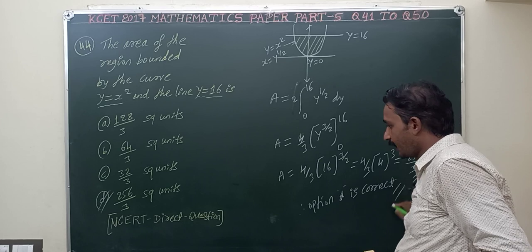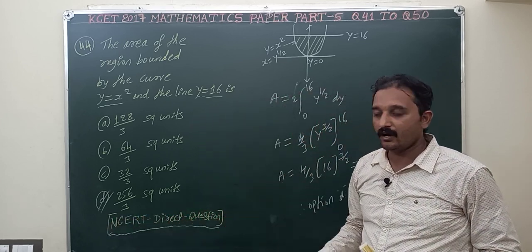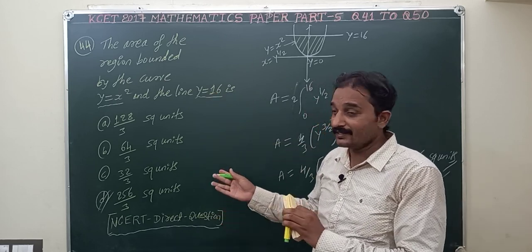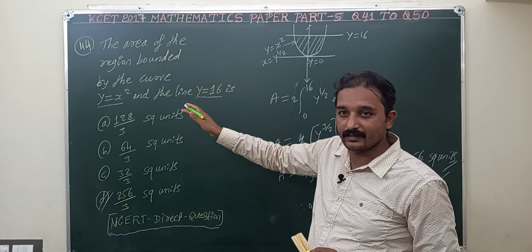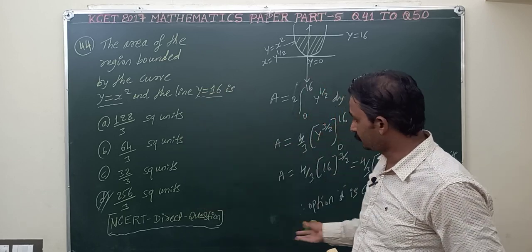This is an NCERT direct question. All the students can attempt this question easily because they have already solved this type of question in the NCERT textbook. They ask this type of question in the theory examination. It carries 3 marks. Here it carries 1 mark. Take down.